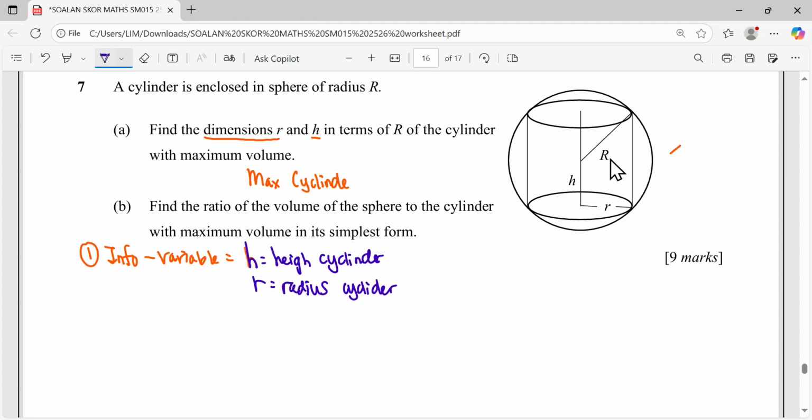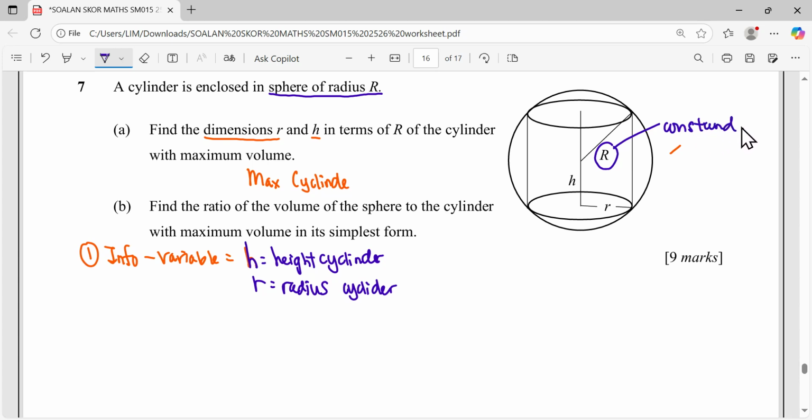And then what is this R? This R is constant because that R is the radius of the sphere. So the container is always fixed. You want to adjust your cylinder height and radius so that you can get the maximum. Maybe you get a taller cylinder or a shorter cylinder. Who knows? So you want to try out which one can give you the maximum volume that you can get. So that is the first information. So we know that this is constant.